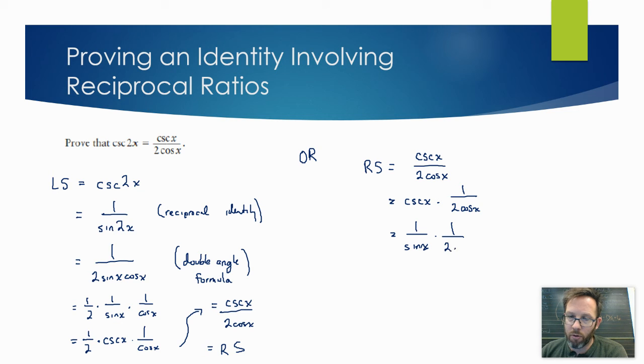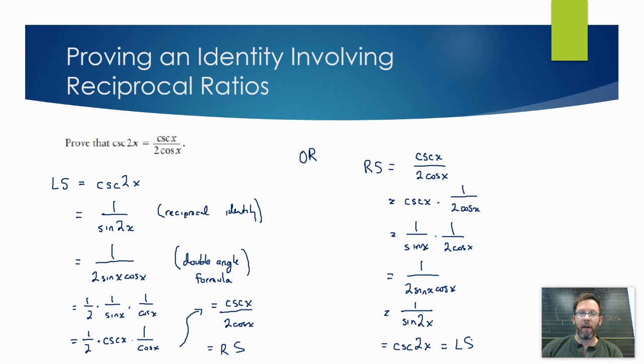1 over 2 cosine x. I can multiply those together, and I get 1 over 2 sine x cosine x, which I know using my double angle formulas, that's 1 over sine of 2x. And using my reciprocal identities, I know that's cosecant of 2x. And that equals the left-hand side.